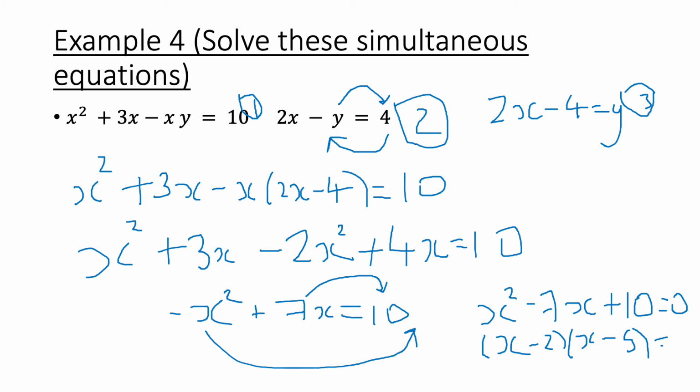Okay, so my solutions are x equals 2 and x equals 5, guys. So they are my solutions. Okay, I can now substitute the x values in separately to work out what y is. So I can sub it into equation 3. 2 lots of 2 is 4, minus 4 is 0. When x is 5, 2 times 5 is 10, minus 4 is going to be 6.